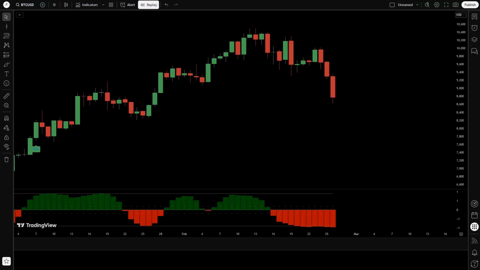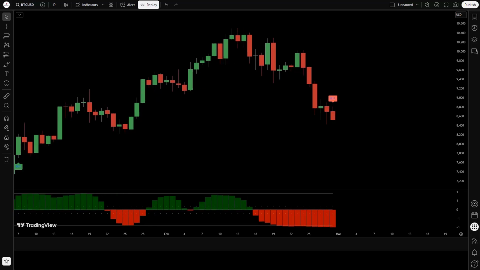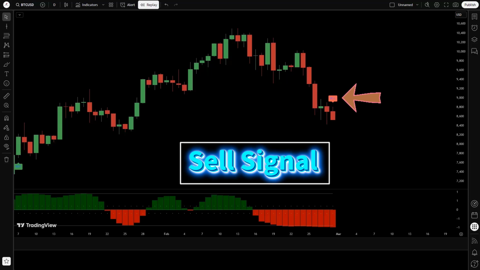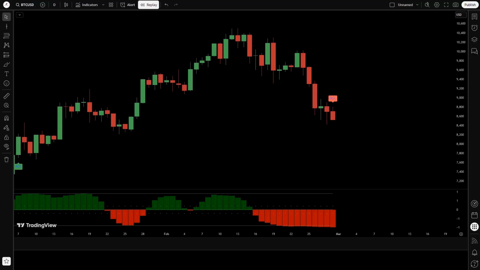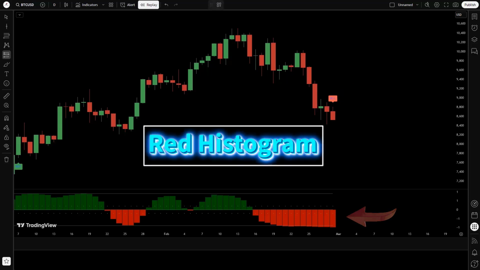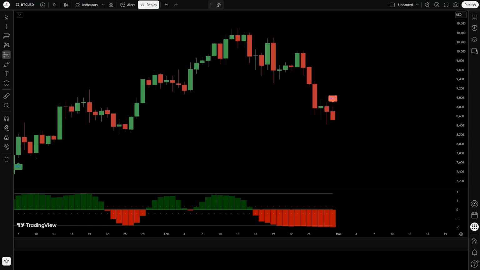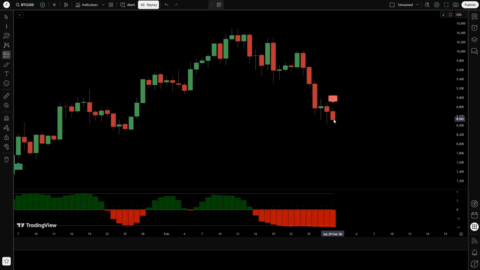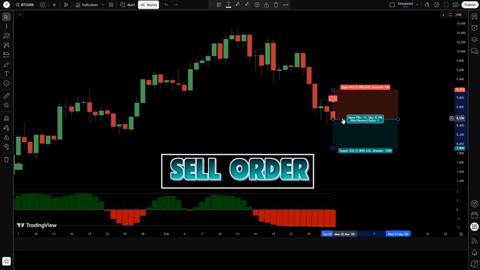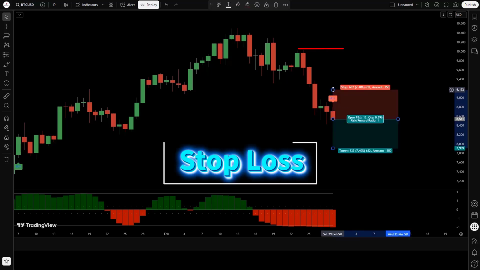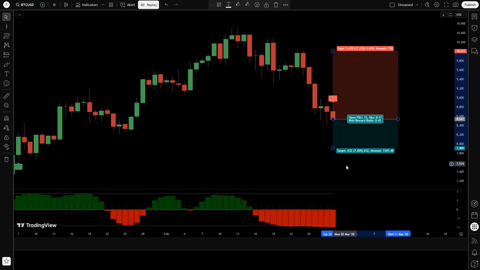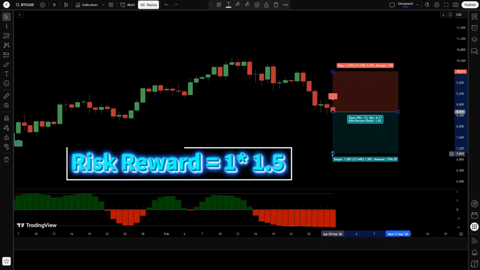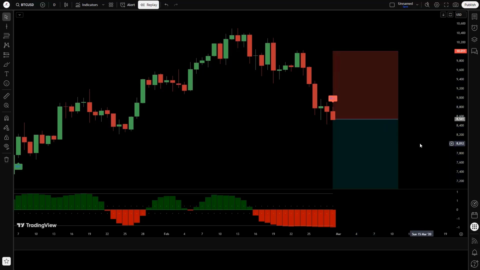Friends, let's see some more examples. When the Algo Trend Supertrend EMA indicator has given a sell signal, then the Premier RSI Oscillator indicator has formed a red histogram. And the market forms a bearish candle, so if all these conditions are met, then we have to take a sell order. And our stop loss should be placed at the previous high of the market. And the risk-reward ratio will be 1:1.5.